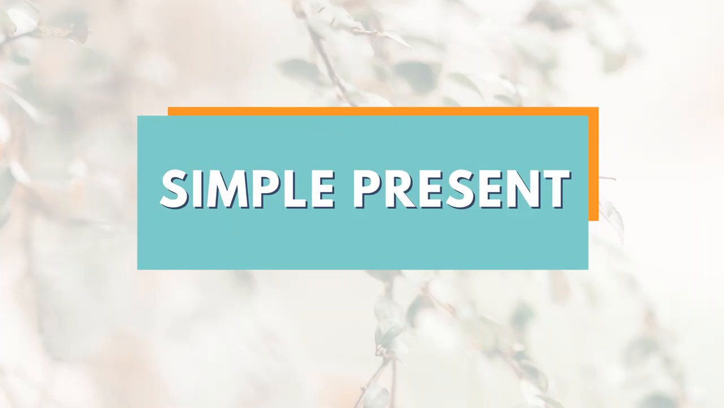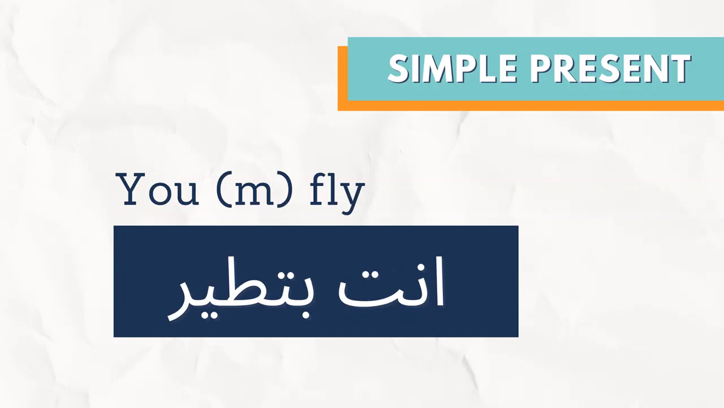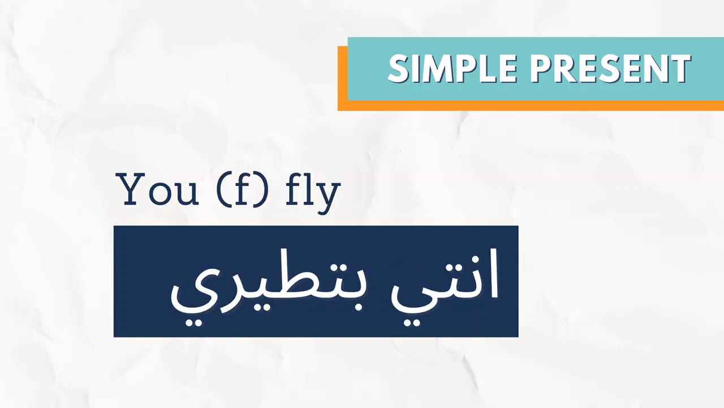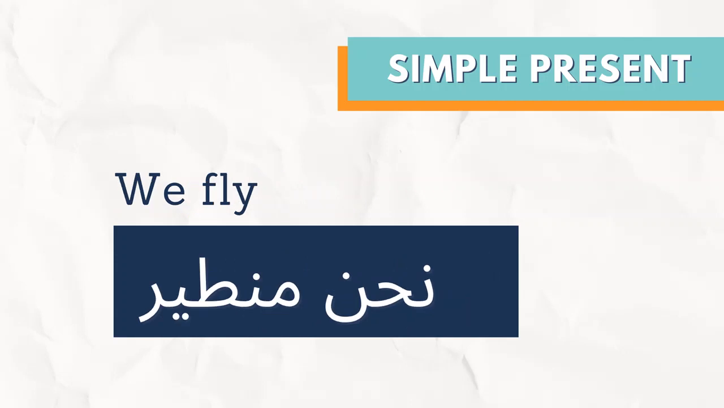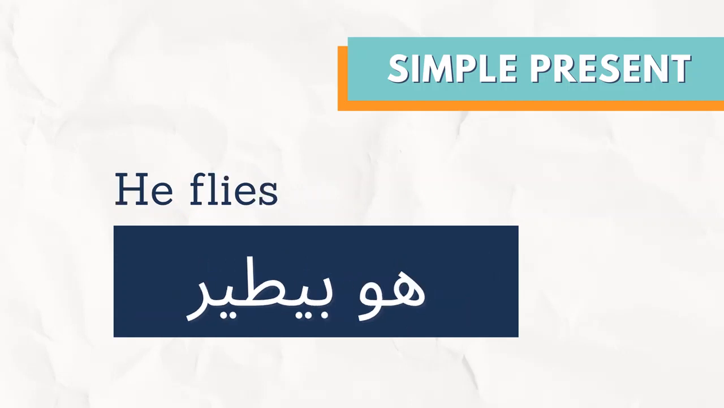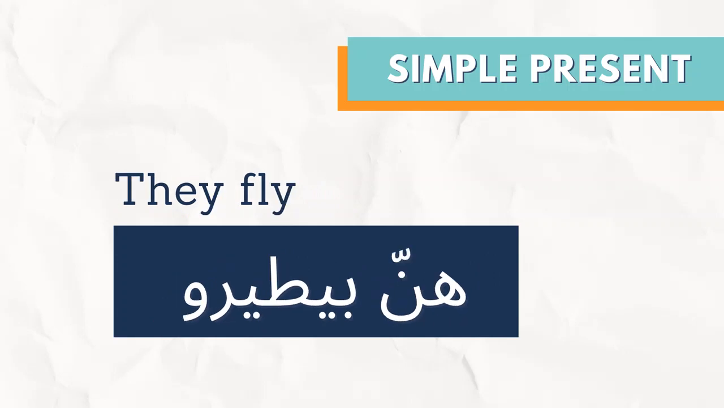How do we conjugate the verb in the simple present? أنا بطير. أنت بتطير. أنت بتطيري. أنتوا بتطيروا. نحن منطير. هو بيطير. هي بتطير. هنن بيطيروا.